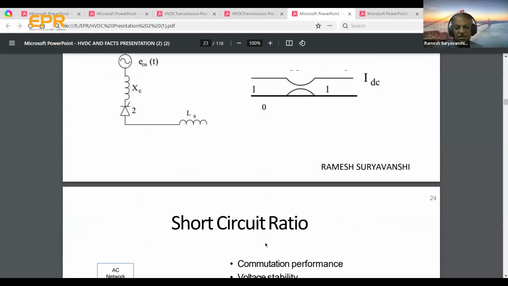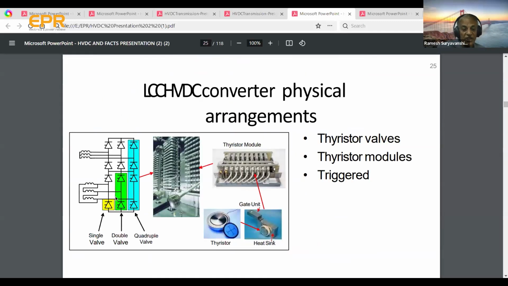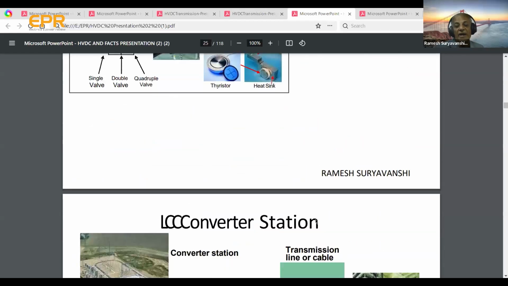Now, this is one circuit with firing angle. Now, this is calculating the impedance of any country. Now, what I showed you: single, double, and quadruple. It looks like this, and I have blown it up into a thyristor module, and blown it up into a single thyristor module, and then you get a unit, which is cooled by air or cooled by water.